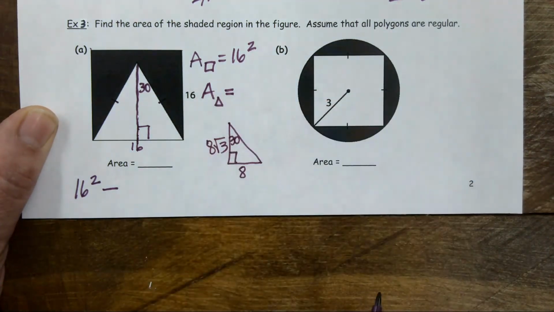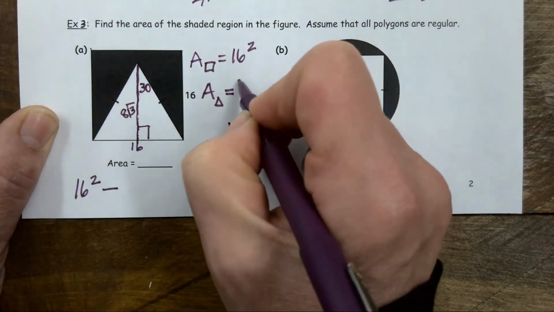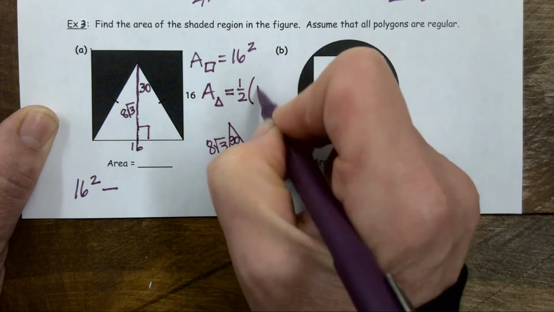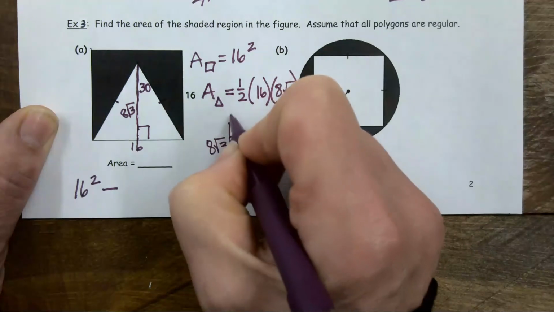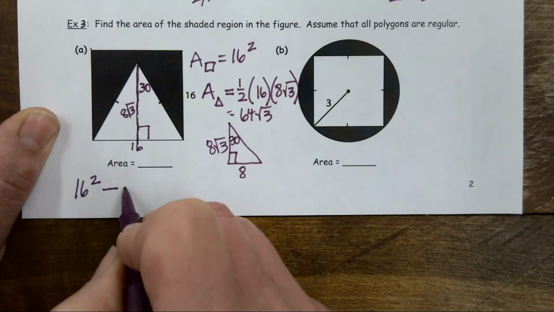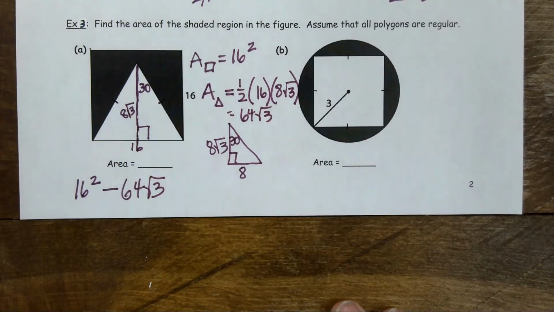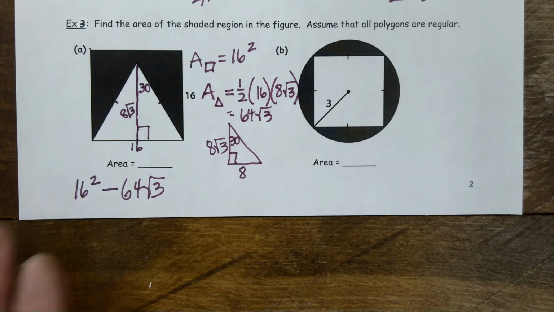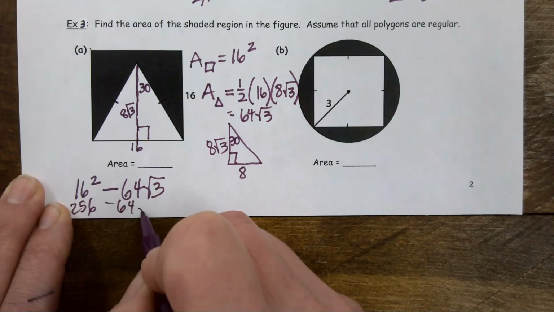Nice job. So the area of the triangle is 1/2 times the base times the height, or 64 times the square root of 3. So I would write this as 16 squared minus 64 times the square root of 3. I can figure out what 16 squared is. 256. So I would write this as 256 minus 64 times the square root of 3.